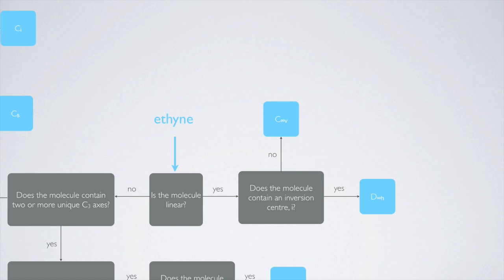And last one, linear molecule. So this time we go to the right. It is linear. Does the molecule contain a center of inversion? So there's a center of inversion midway between the 2 carbon bonds. So the answer is yes. And we have the point group D∞h, which is special for linear molecules and easy to identify.